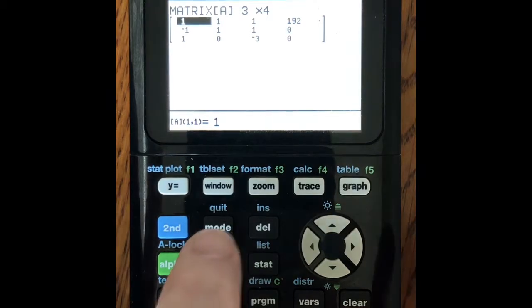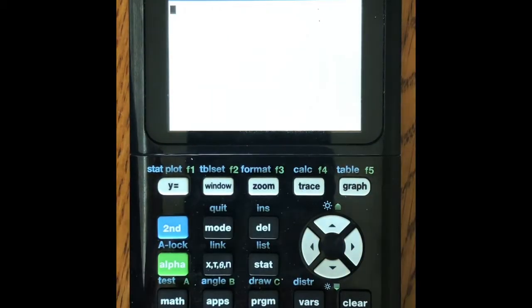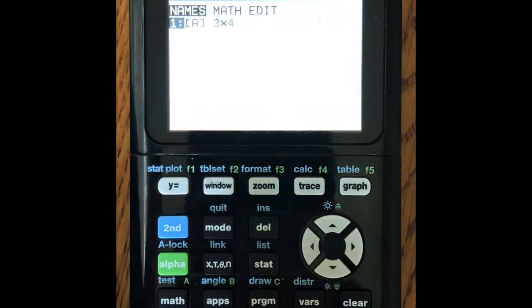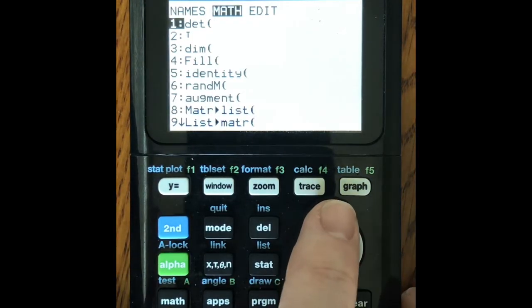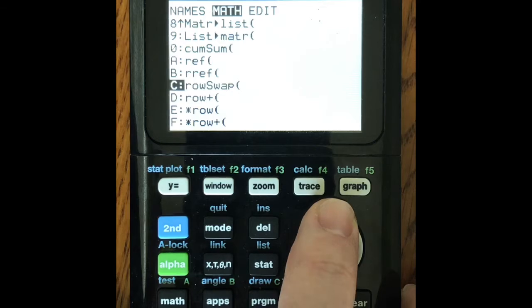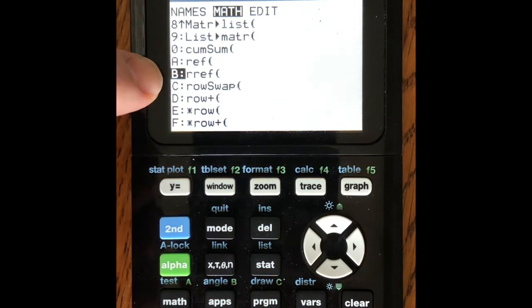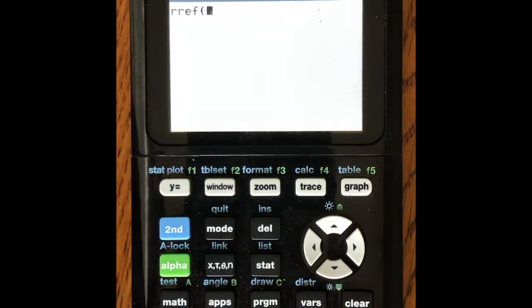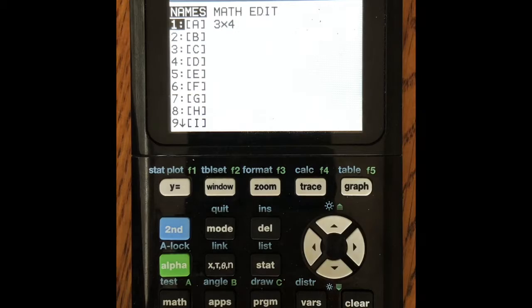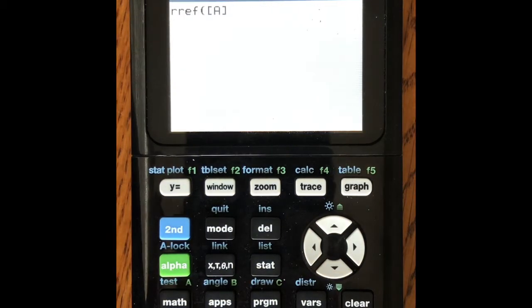All right, here's where the magic's going to happen for application problems only. Second quit. Go to second matrix. Go to math. And then scroll up to where you see RREF. Right there. Hit enter. Then hit second X inverse to go to your matrix menu. Matrix A. Here we go. Here it comes. Enter. And there's your answer.